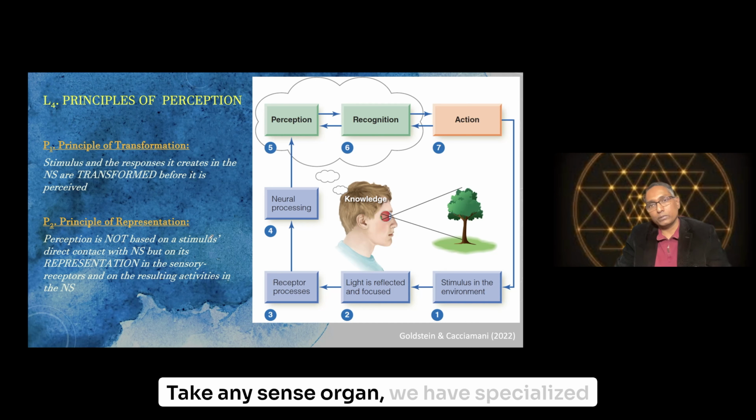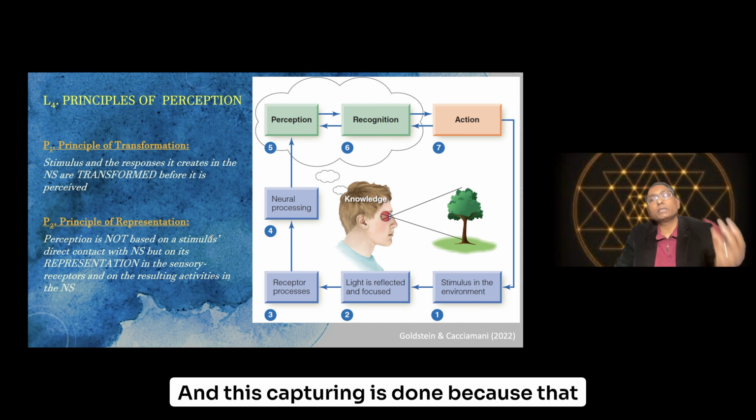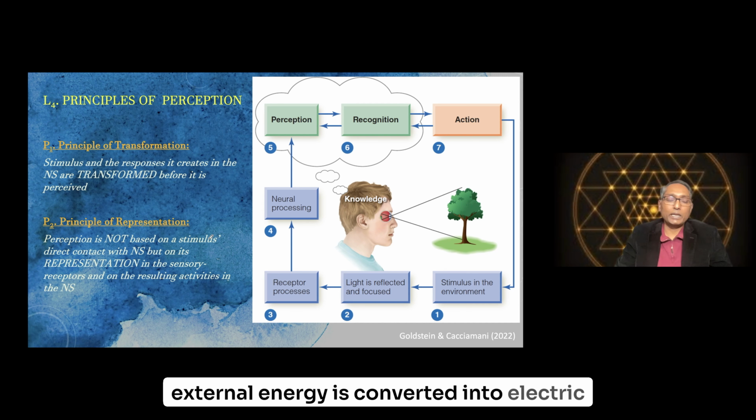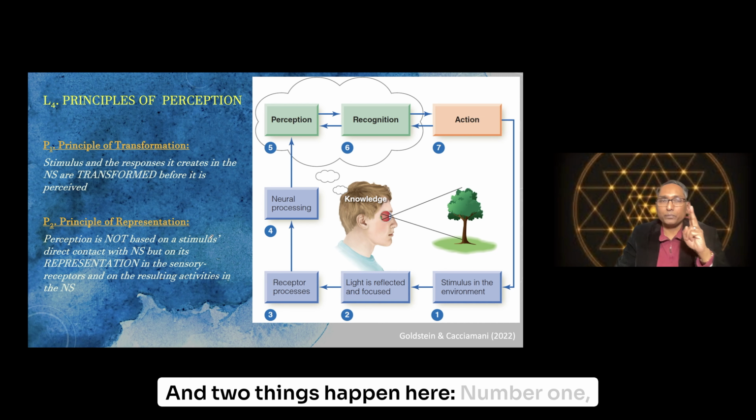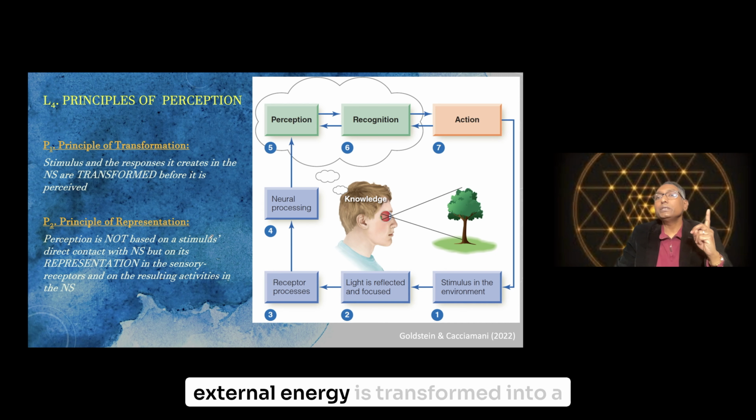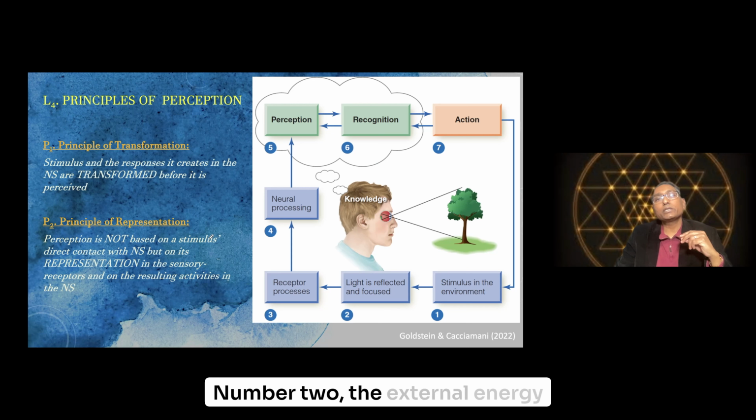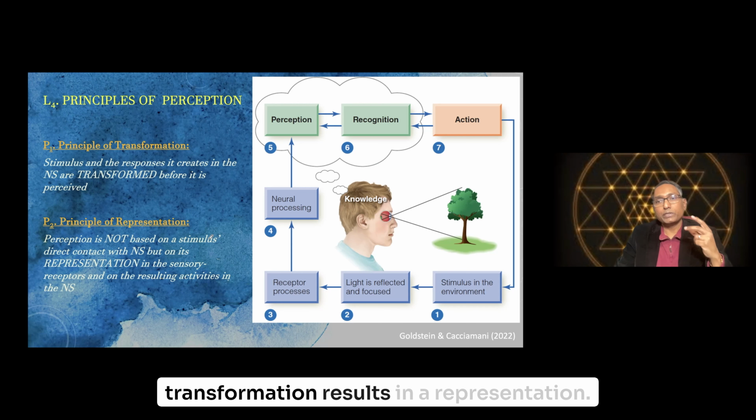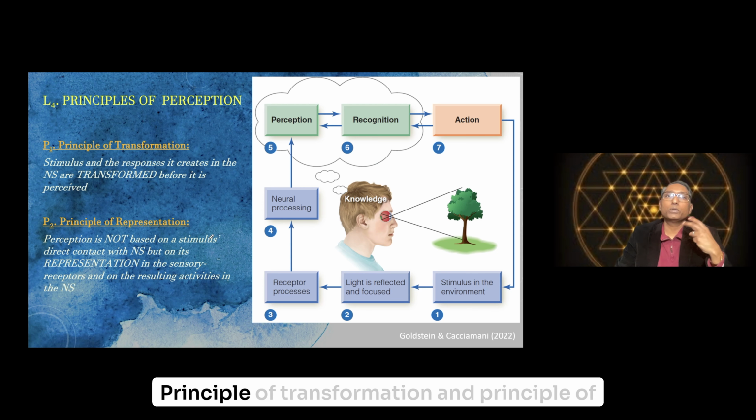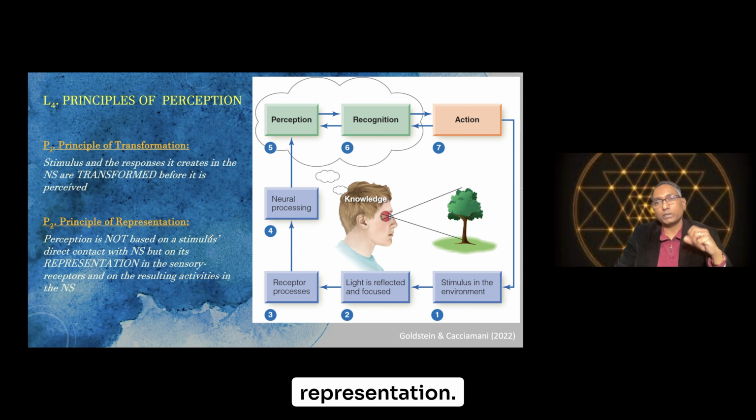Take any sense organ. We have specialized receptors that capture the external energy. And this capturing is done because that external energy is converted into electric signals. And two things happen here. Number one, external energy is transformed into a different form, which is electrical signals, no matter what sensory modality we're talking about. Number two, the external energy transformation results in a representation. So that's why we have two principles here, principle of transformation and principle of representation.